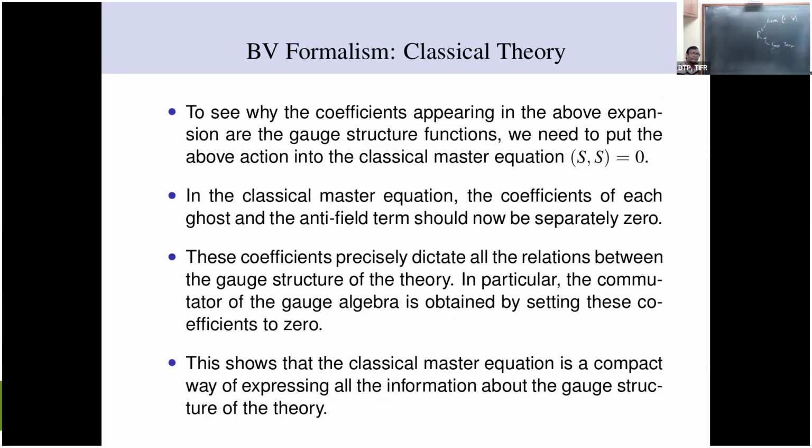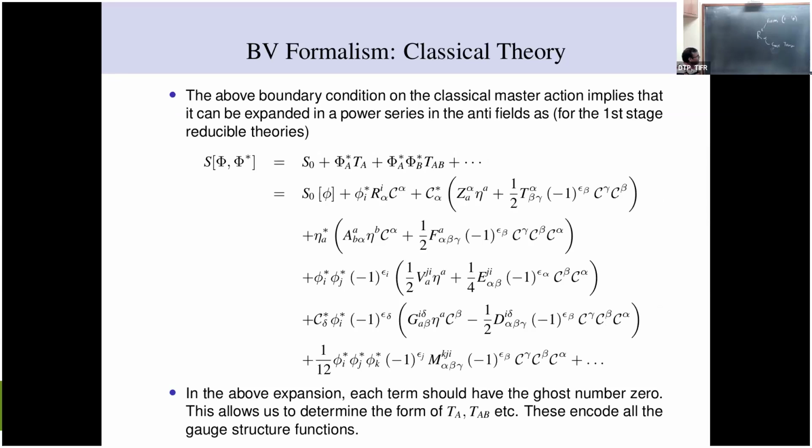You also have ghosts for fields and antifields both. We had ghosts associated with all the gauge transformations, and then associated with fields and ghosts we had antifields. Can you go back here, please? So what is our system? For this first stage reducible theory, we have these small fields. Then associated with the 0th level gauge transformation, you have this R I alpha. So you will have some gauge parameter lambda alpha.